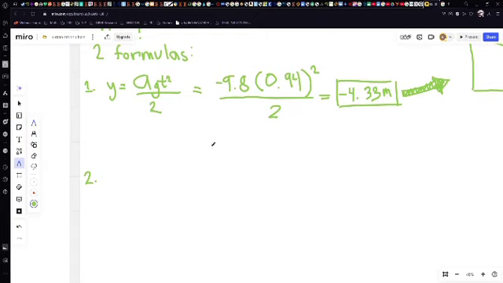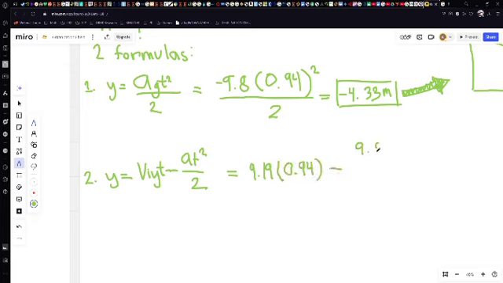Now for the second formula, this is a bit longer. y equals Viy t plus a t squared over 2. Now if we just replace our variables, our 9.19, which was our initial y velocity, multiplied by 0.94, minus positive 9.8 multiplied by 0.94 squared over 2. This will give us an answer of 4.31.